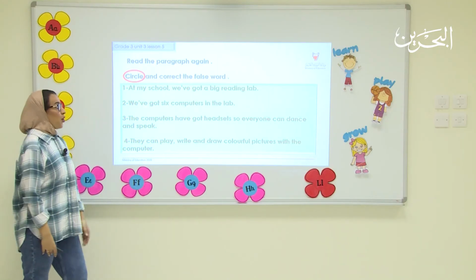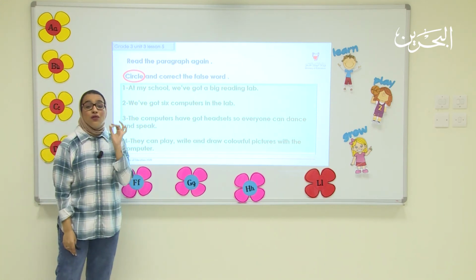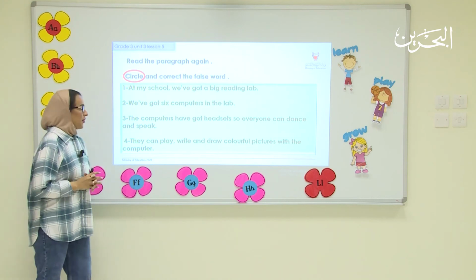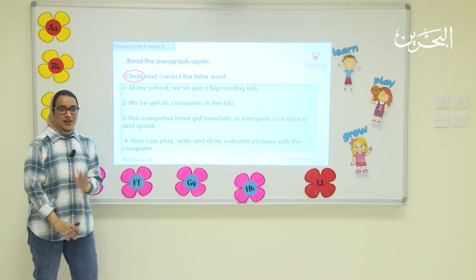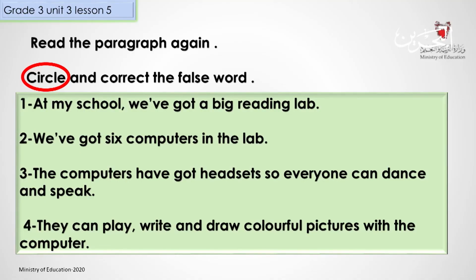In this activity, we are going to read the paragraph again, circle and correct the false word, which is the wrong one. Now, you have 5 minutes. I will read number 1 till 4, and then we will find the false words together.